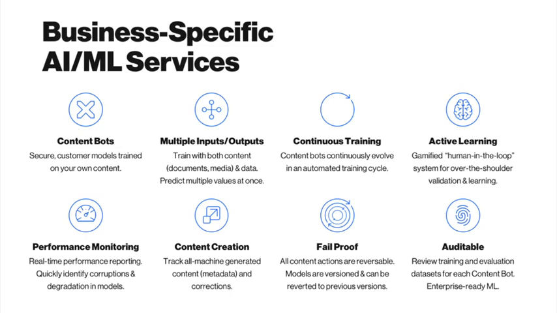We also want to train it with all sorts of content, both documents, media, and data, so we can have multiple inputs. What we also want is content bots that continually evolve. Each time you run it, it learns and it trains. It's surprising how few assets you need to start with to get a really good result. And each time you run it, it learns a bit more and a bit more.